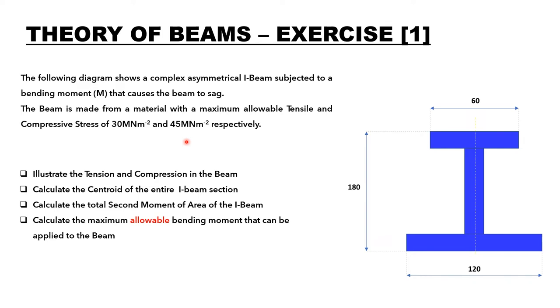We're also being tasked to calculate the centroid of the entire I-beam section. So this would be a good time to look at my video relating to centroids. Moving from there, we need to also calculate the total area moment of inertia of the I-beam, or the second moment of area. And once we've done that, we need to calculate the maximum allowable bending moment applied to the beam to satisfy the conditions above. So let's have a go working through this problem.